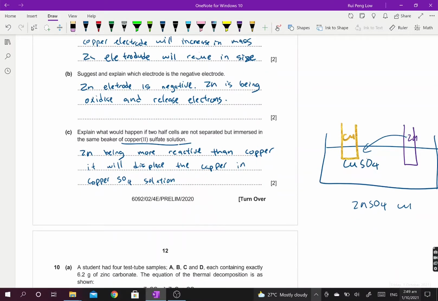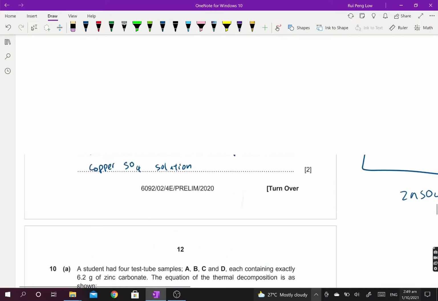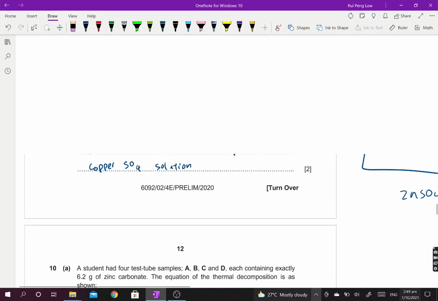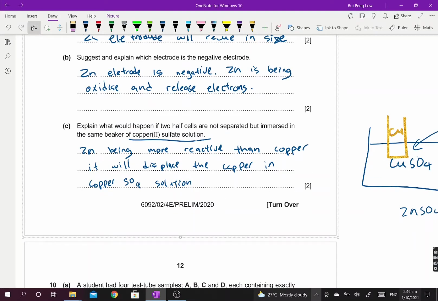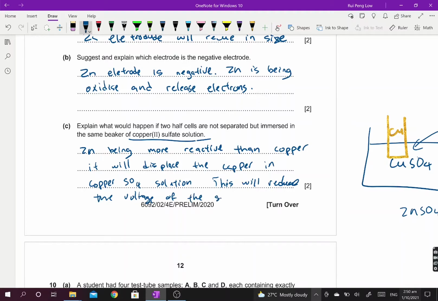All right. So this will reduce the voltage of the simple cell. Okay.